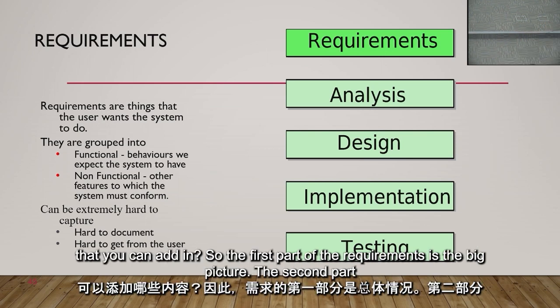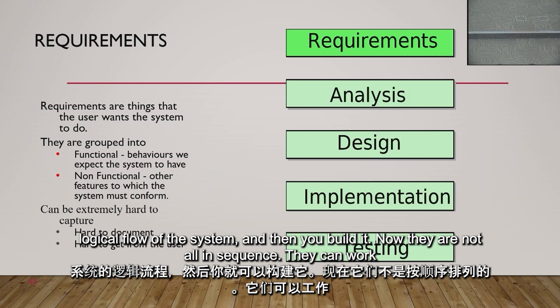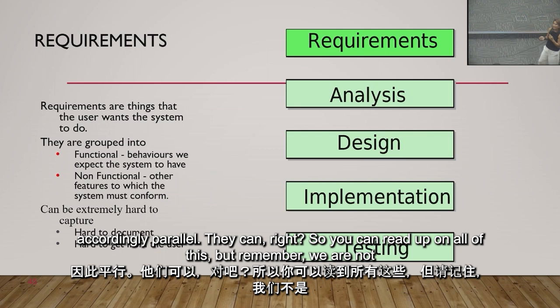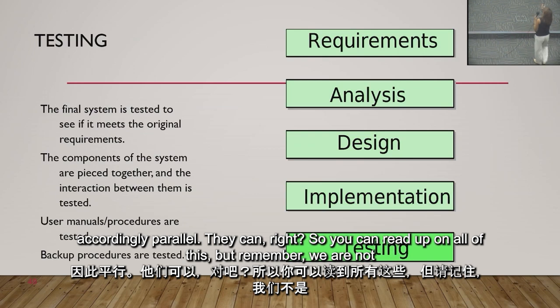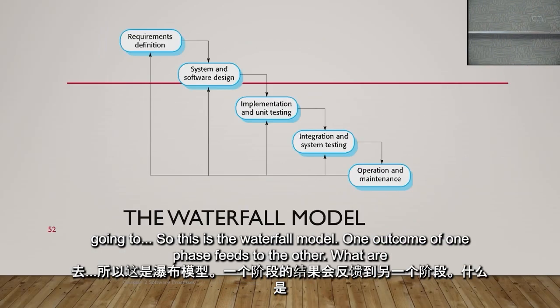So the first part of the requirements is the big picture. The second part is specifics to it. And then you design using your notations. After you design, we call it the logical flow of the system, and then you build it. Now, they are not all in sequence. They can work accordingly parallel. So you can read up on all of this, but remember, we are not going to... So this is the waterfall model. One outcome of one phase feeds to the other.